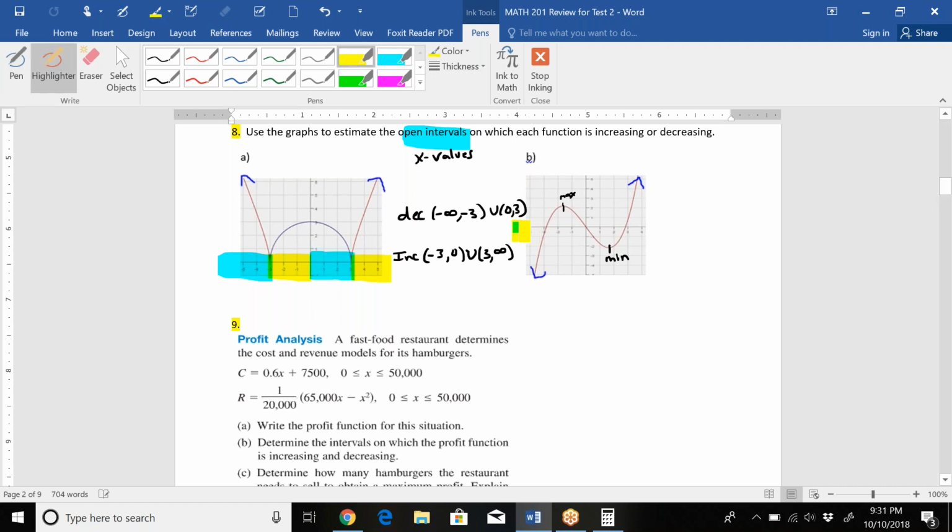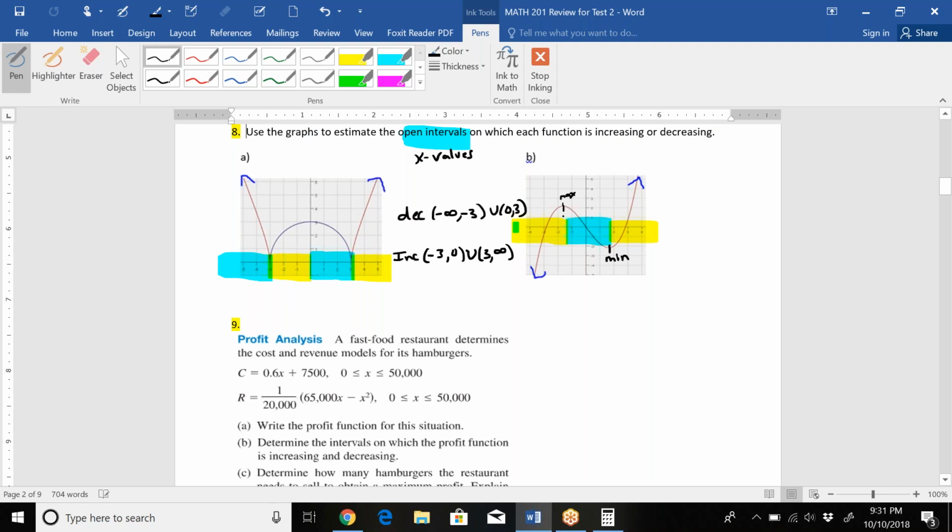So we're increasing from negative infinity to whatever this point is right here, which we're going to have to estimate. Then we're decreasing. And then right here, wherever that minimum is, we're going to increase again. So we have 2 increasing regions and 1 decreasing region. So let's write this down. And you have to estimate what these are because there's no exact points here.